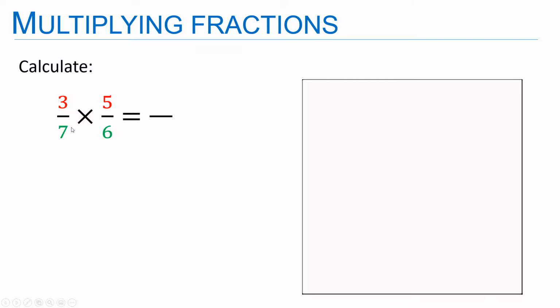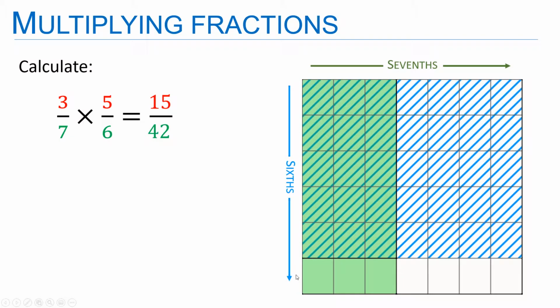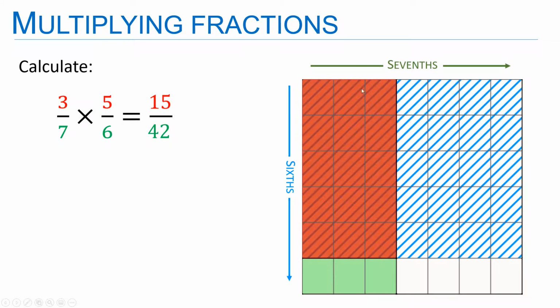3 over 7 times 5 over 6. So based on what we just saw, we would expect this to be 3 times 5 is 15, and 7 times 6 is 42. And let's go verify this. Well, we take 3 parts out of 7 in this direction, and then we take 5 out of 6 in this direction. So 5/6 of the green area, that will be where they overlap. So that's this area. That is indeed 3 times 5 is 15 rectangles. Out of 7 times 6 is 42.